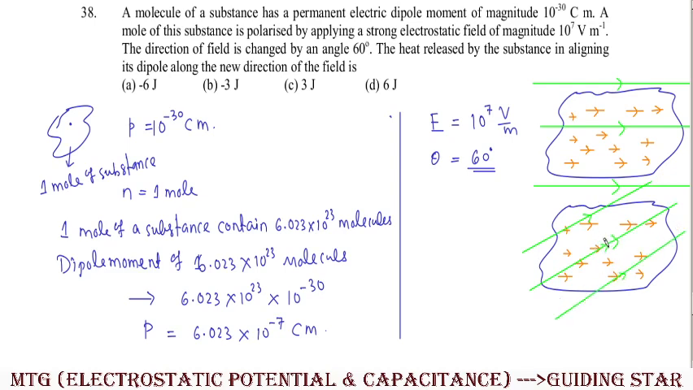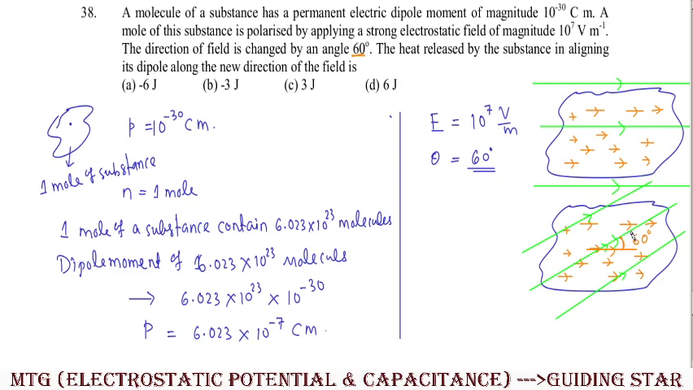That means here in this particular case, they are saying that the field is making some angle, how much degree? This field is making right now some angle of 60 degree with the dipole. So if it is making some angle of 60 degree with the dipole, then what will happen? Finally, the direction of field is changed by angle 60 degree. The heat released by the substance in aligning the dipole along the new field direction.